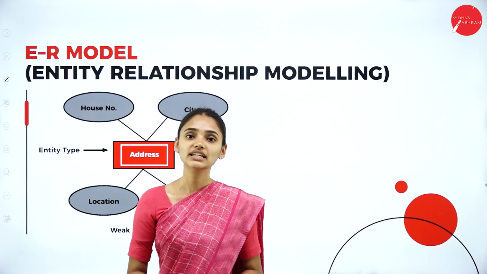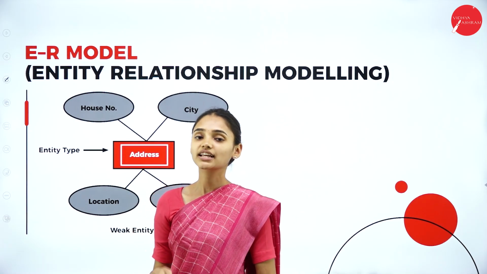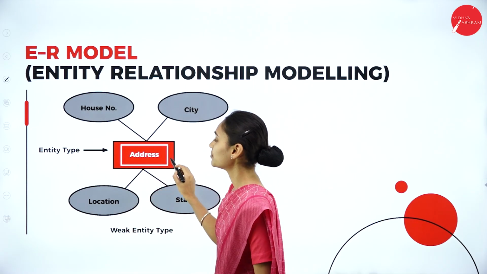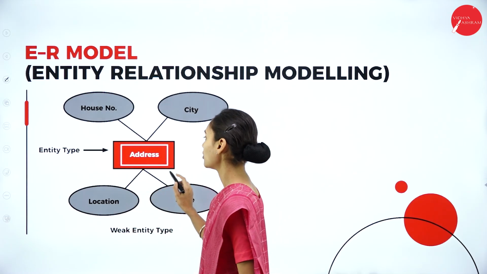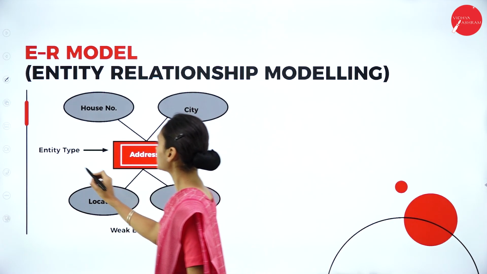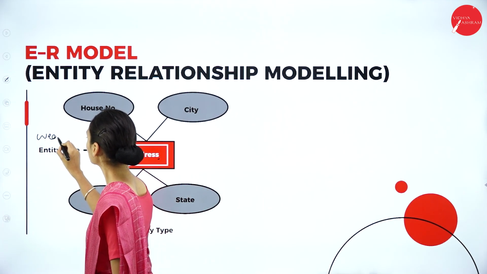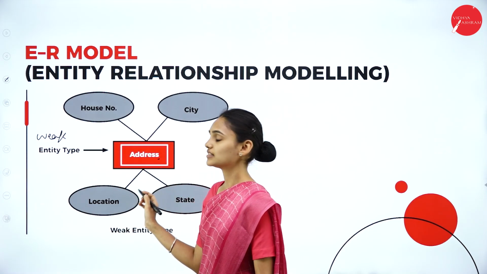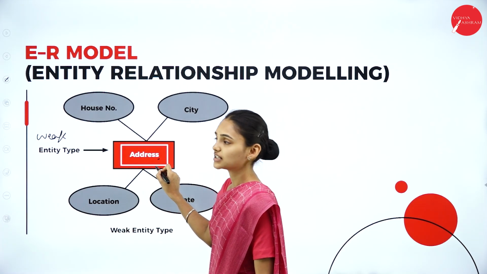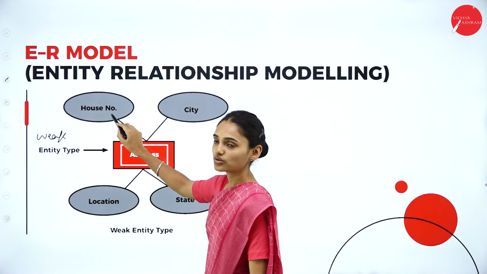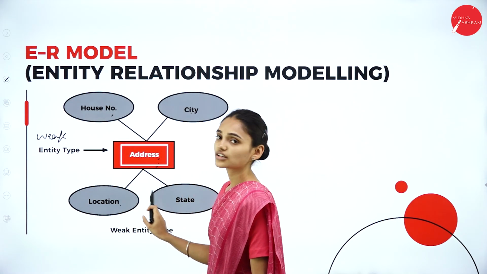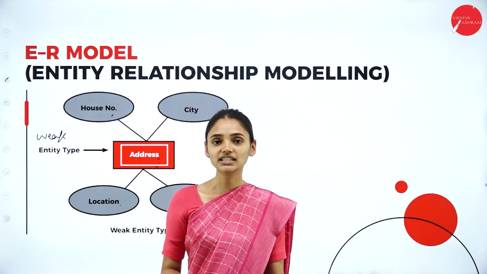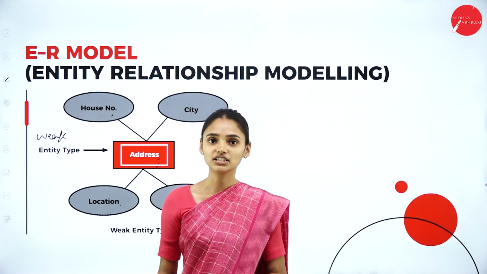Weak entity. A weak entity does not have a key attribute. It cannot be identified on its own. So it is represented by a double outline rectangular box. Here we have taken address. In this address we have house number, city, location and state. The relationship between the strong entity and the weak entity is called identifiable relationship.